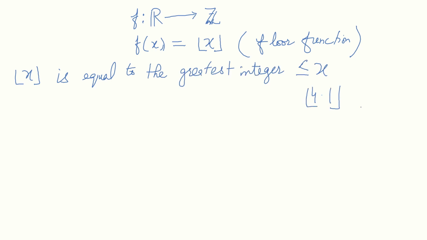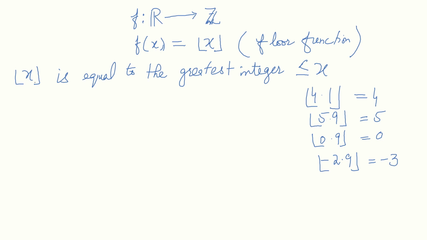For example, if we have 4.1, then floor of 4.1 is equal to 4. Floor of 5.9 is equal to 5. Floor of 0.9 is equal to 0. But for negative numbers, floor of minus 2.9 is equal to minus 3, not minus 2.